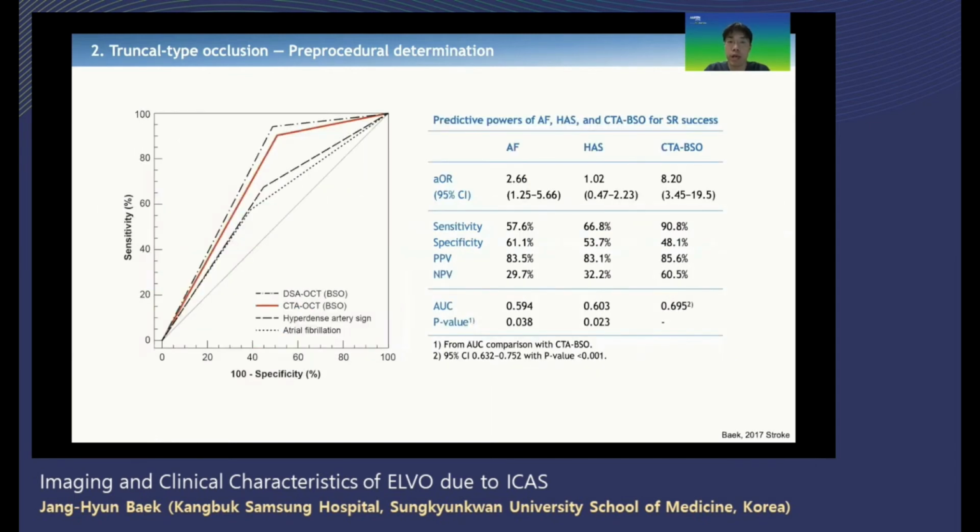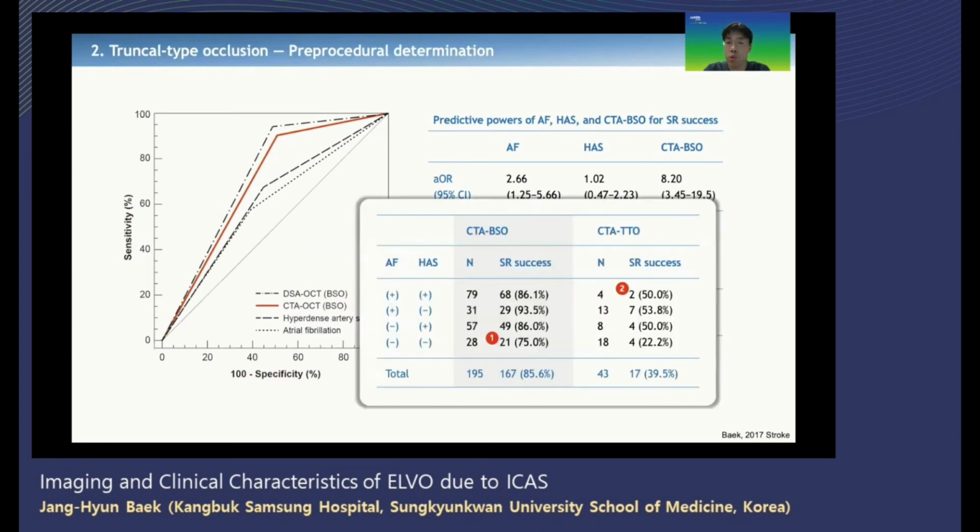More interestingly, when we compare the CT angiography-based occlusion type with other common pre-procedural findings suggesting occlusion pathomechanism, occlusion type was significantly superior in predicting stent retrieval success. It was superior to the presence of atrial fibrillation or hyperdense artery sign. Even in patients with atrial fibrillation and hyperdense artery sign, if the patient has truncal-type occlusion, stent retrieval success was merely 50%.